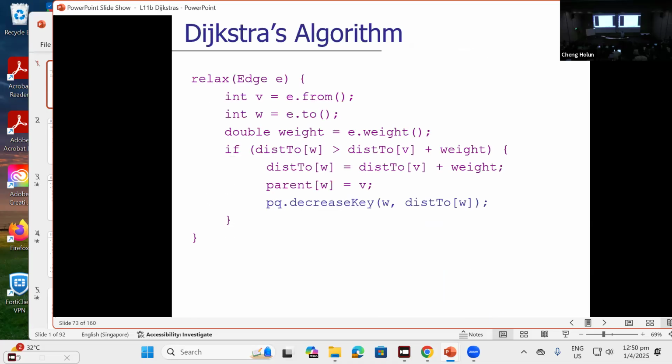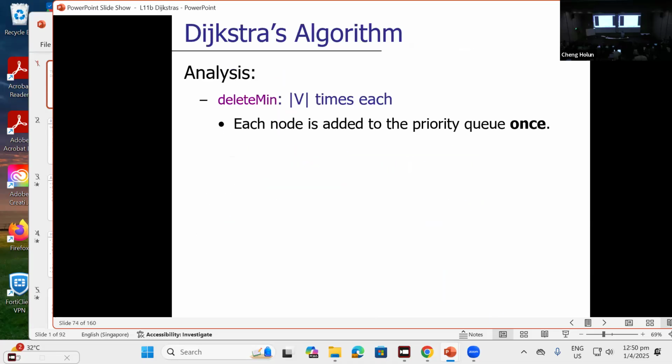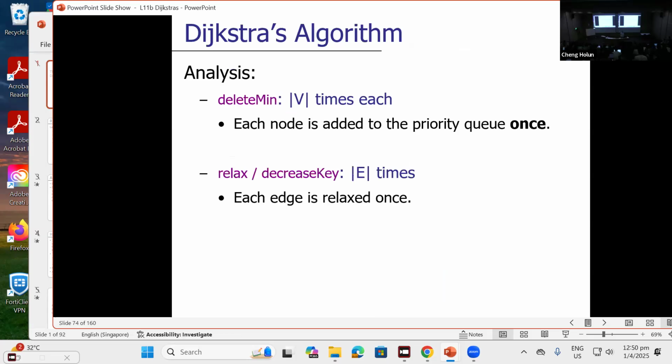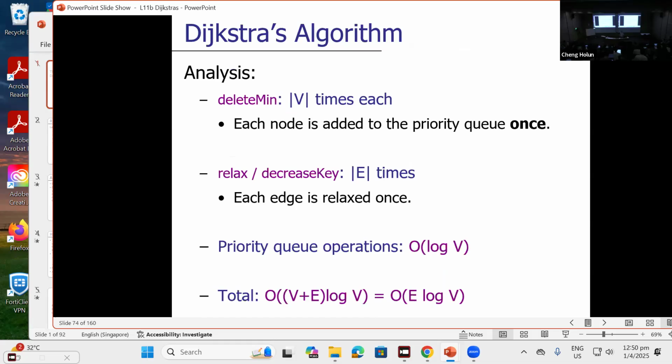And of course, E is usually dominant. Delete min is done V times, and each node is added to the priority queue once. Relaxation is done E times, and each edge is only relaxed once. But each of these operates on the priority queue, which is log V. So that's why at the end it is E log V. Okay, V plus E times log V.